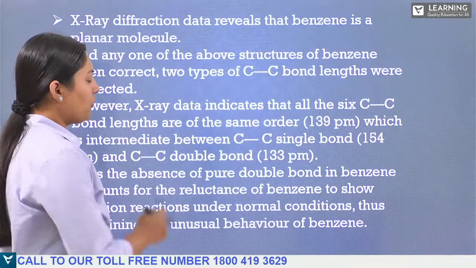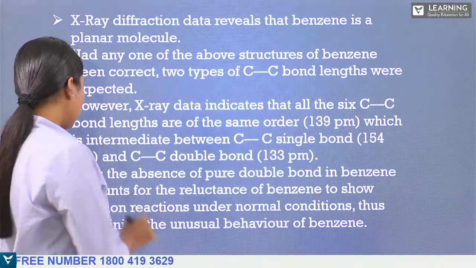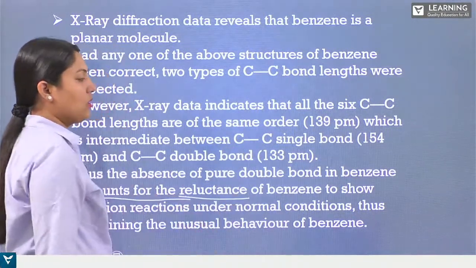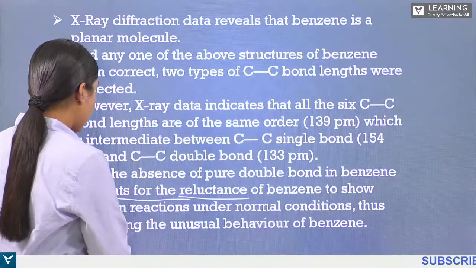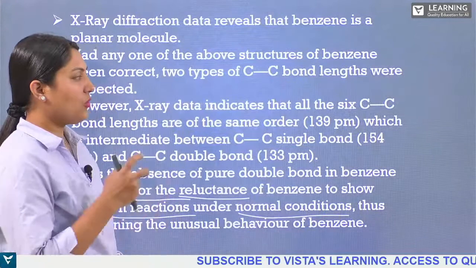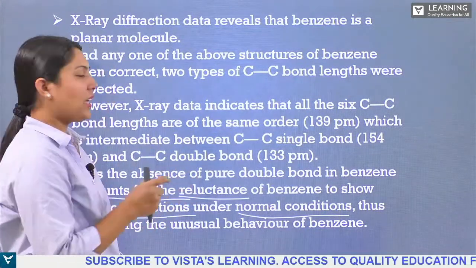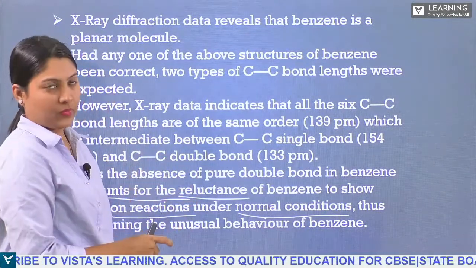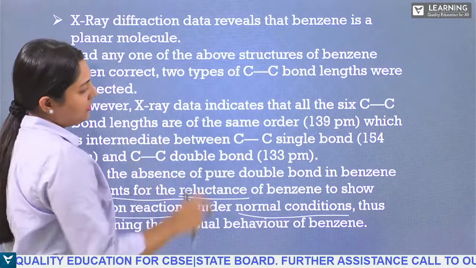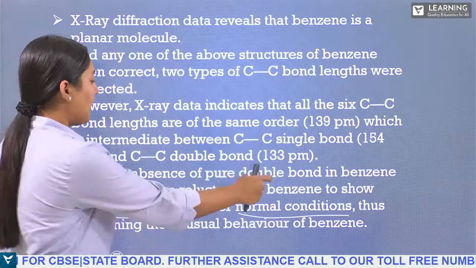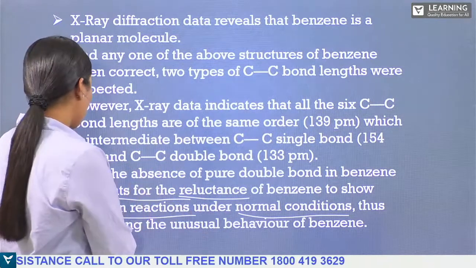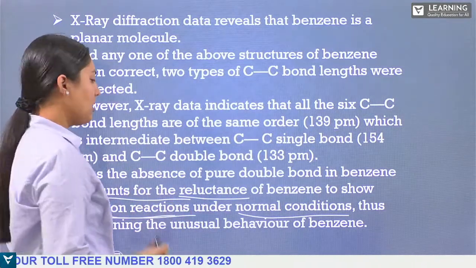Thus, the absence of a pure double bond in benzene accounts for the reluctance of benzene to show addition reactions under normal conditions. Since it does not have fixed double bonds, but something in between single and double bond, that gives benzene its characteristic property of not readily undergoing addition reactions.